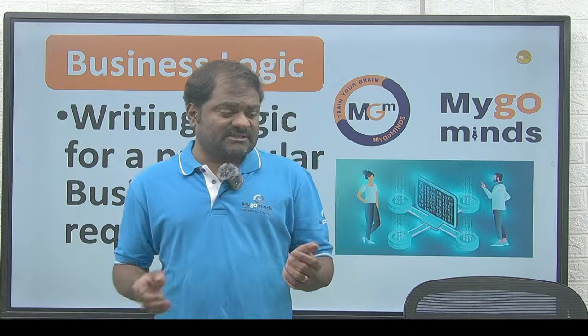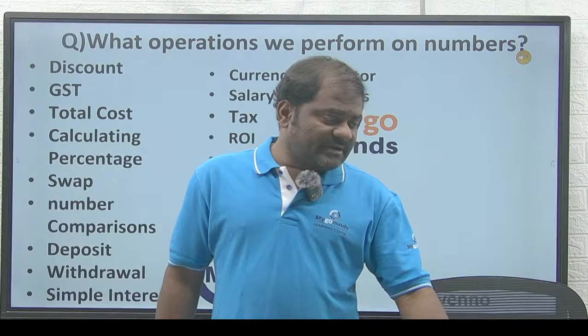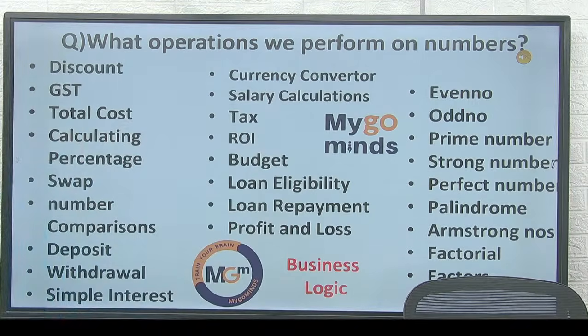GST calculations, CMA calculations, deposit, withdraw, check the balance, transfer fund, calculating total marks, percentage, GST calculations. These are all business logics you can write. You can see here discount calculations, GST, calculating percentage, swapping of two numbers, deposit, withdraw, simple interest, currency converter. Is it clear? Salary calculations, tax, ROA, budget, loan eligibility, loan repayment. All this comes under what? Business logic, all of you.